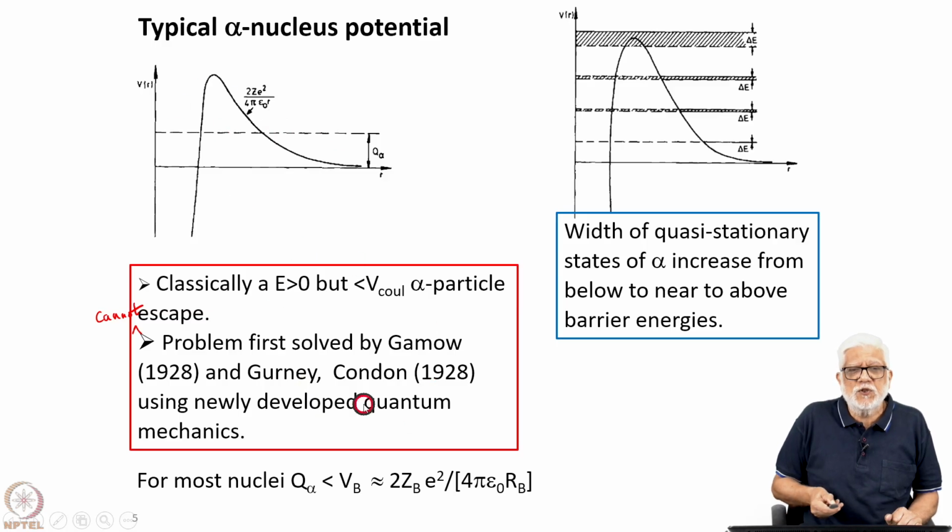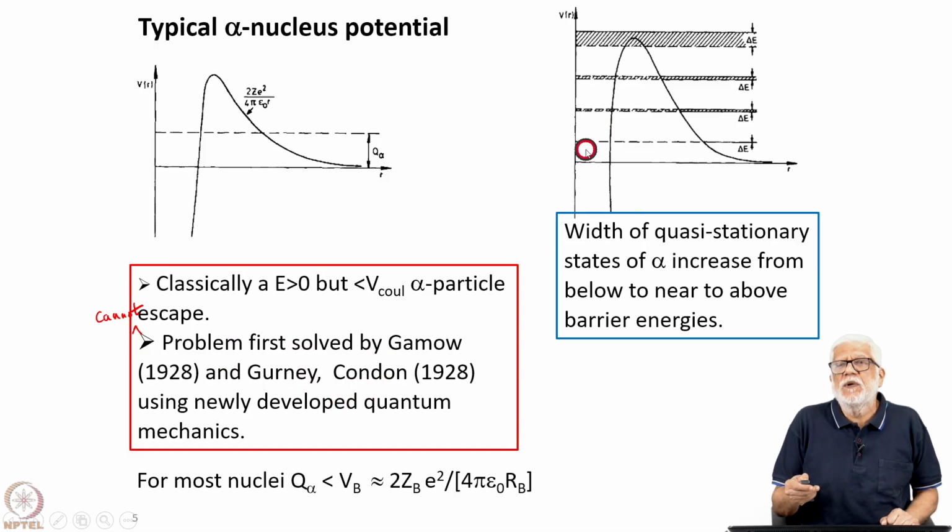This problem was first solved by George Gamow in 1928, and almost simultaneously by Gurney and Condon, separately; they did not know that Gamow was also working on this using the newly developed quantum mechanics. Quantum mechanics was developed in roughly 1925 by Schrödinger and independently by Born, Heisenberg, and others. Gamow and Gurney and Condon were the first to use it to look at spontaneous alpha decay.